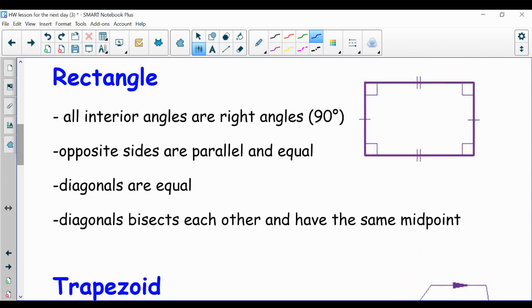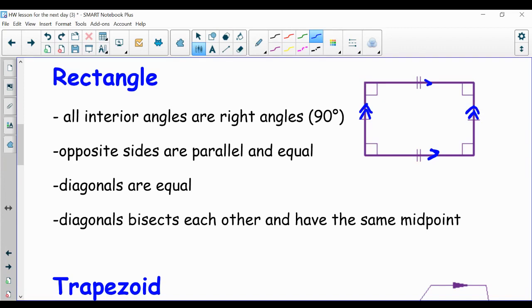Next one, we have the rectangle. All interior angles are right angles, and you see the four corners are marked with the little box. They are right angles, 90 degrees. Opposite sides are parallel and equal. The top line and the bottom line, this is how you mark parallel. You see a little arrow, that means parallel. They never meet, and they're also equal to each other. The left and the right are also parallel to each other, so I'm marking two of them. They are parallel to each other and they're also equal to each other.